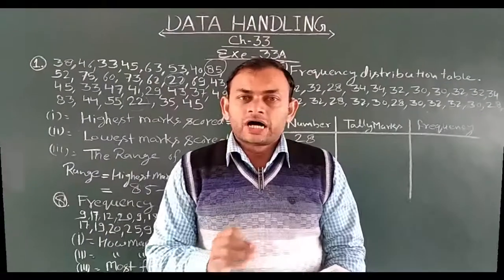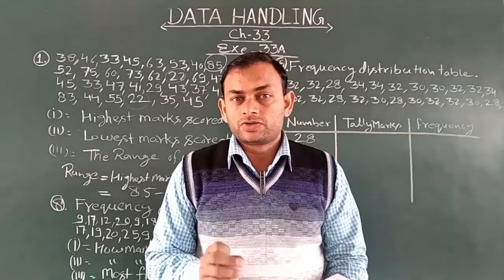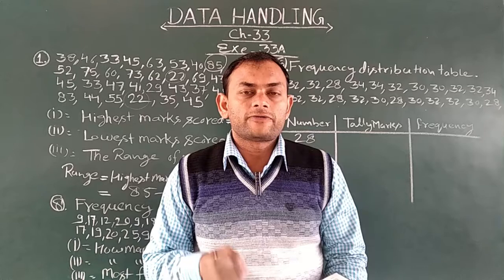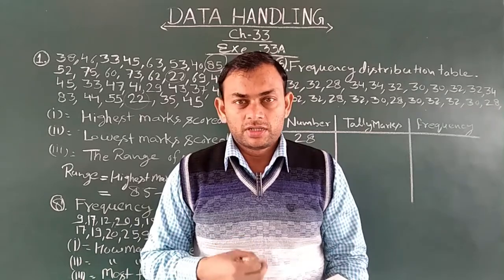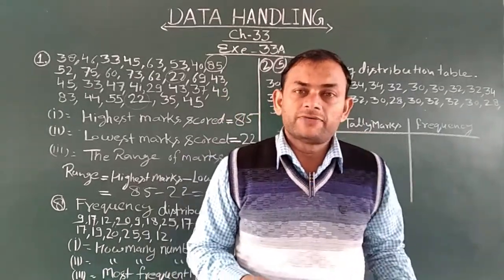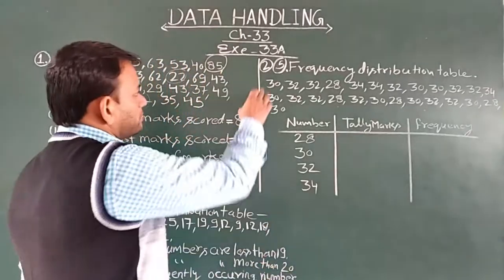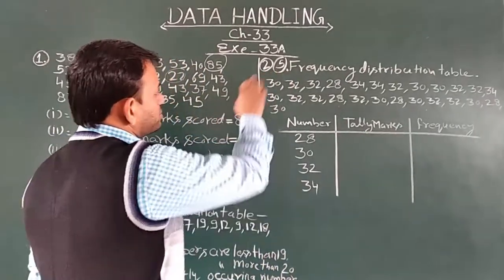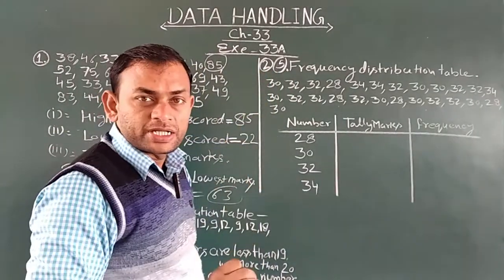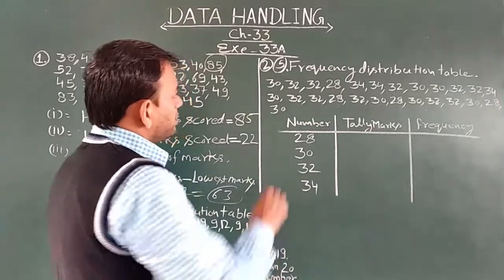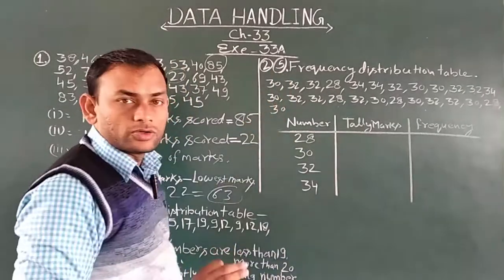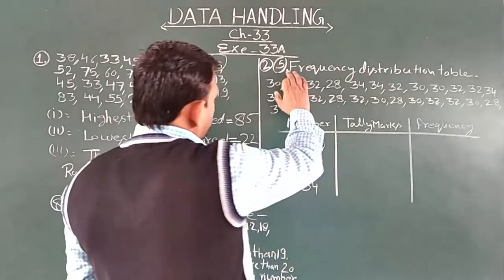So 63 is the range of the marks. Got it? Now I am going to tell you question number 2. In this question you have to draw a frequency table of the given data. One more thing: question number 5 is exactly the same as question number 2, that's why I have written here question number 2 and 5. I am telling you question number 2 over here, and question number 5 you will do on your own.